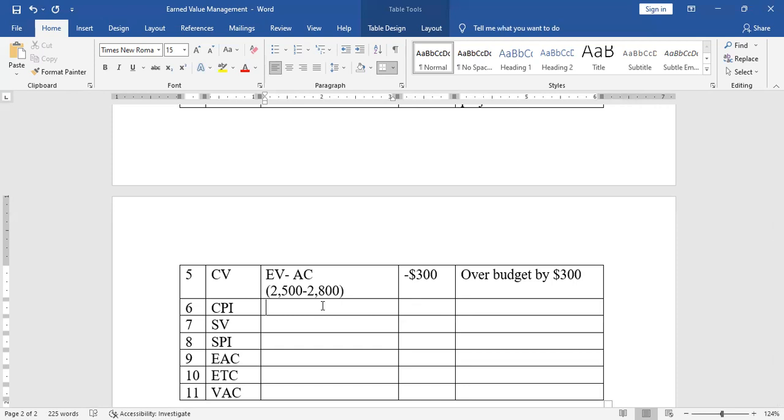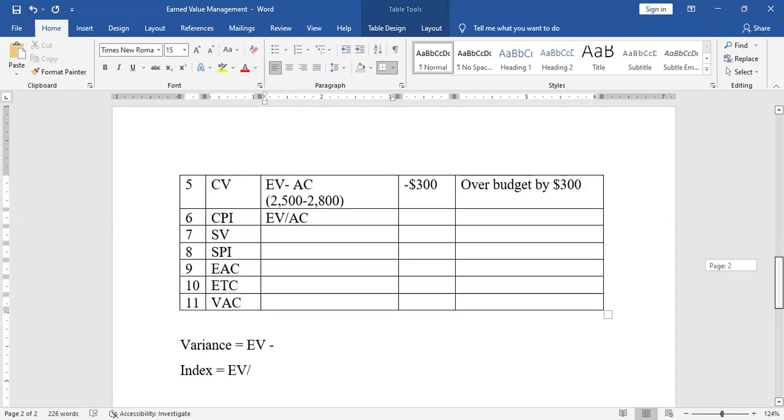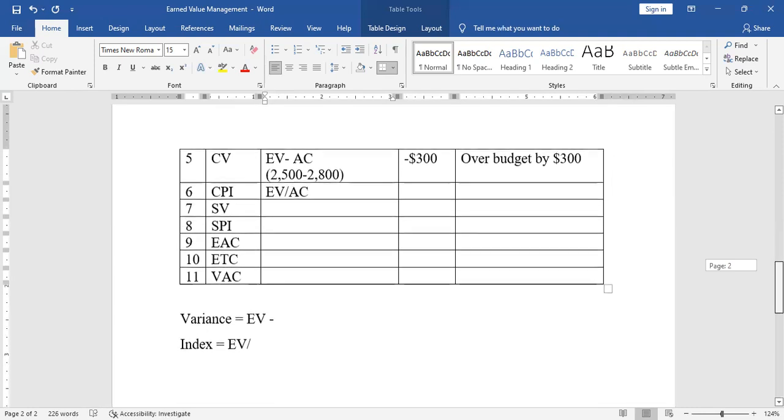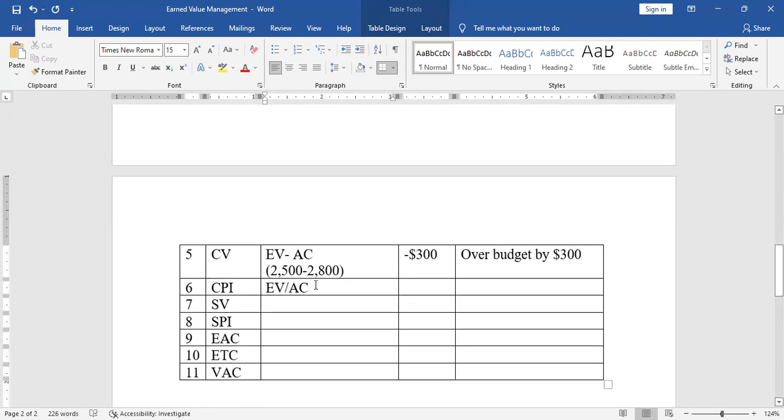Cost performance index, CPI. Because of the word cost, it simply means that actual cost will be involved. So cost performance index will be EV over AC. Remember what I said? Index is division, and EV is always present in either a variance or an index, but it will depend. So if it's cost performance index, it's EV over AC, which is 2.5 divided by 2.8.